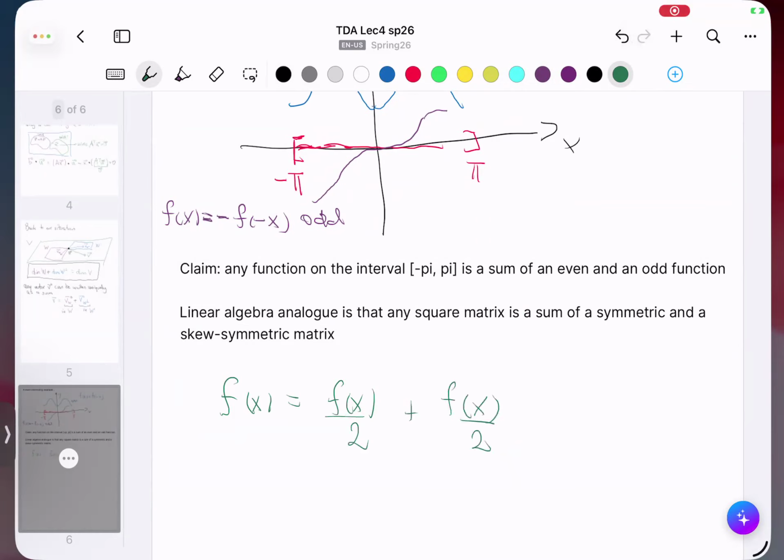Okay, this seems silly, right? It doesn't matter what function you have, you can always write it as f of x over 2 plus f of x over 2, right? That is totally fine, just because 1/2 plus 1/2 gives you 1. So you really haven't made anything there.